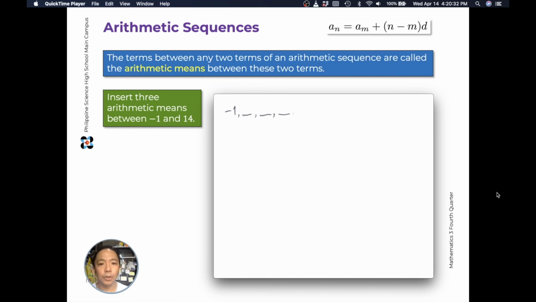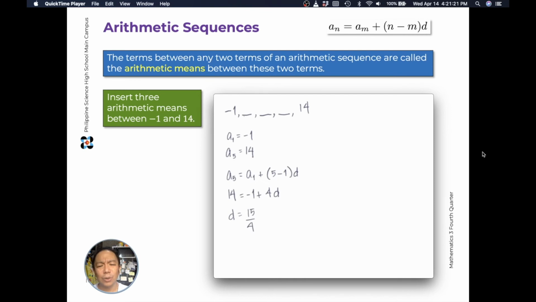So let's sort of illustrate what we're looking for. We're looking for 3 missing terms sa isang arithmetic sequence na nagsastart sa -1 hanggang 14. So we could define our first term to be -1 and our fifth term to be 14. Let's use our formula to find the common difference. So the fifth term equals the first term plus 5 minus 1 times the common difference. And 14 is equal to -1 plus 4 times d. And we'll find that our common difference is equal to 15 over 4.